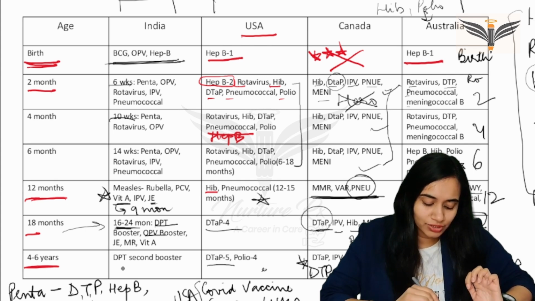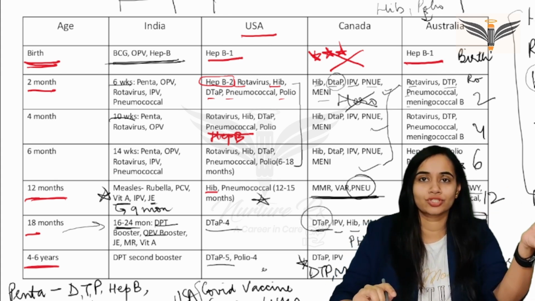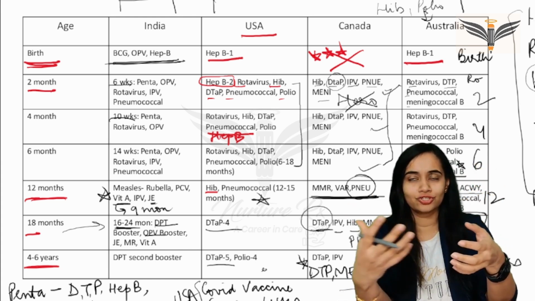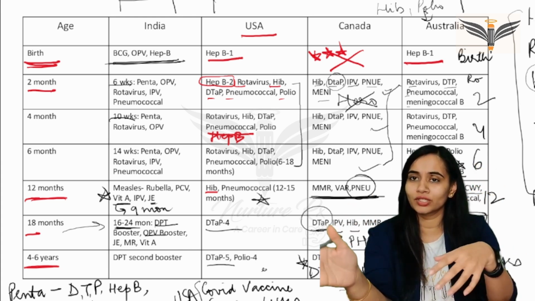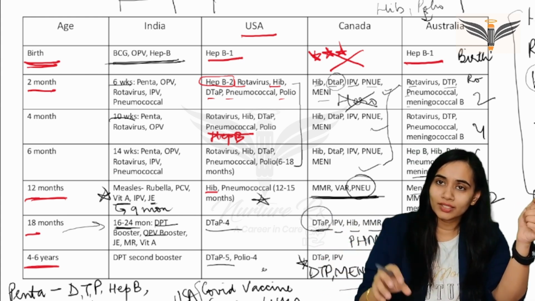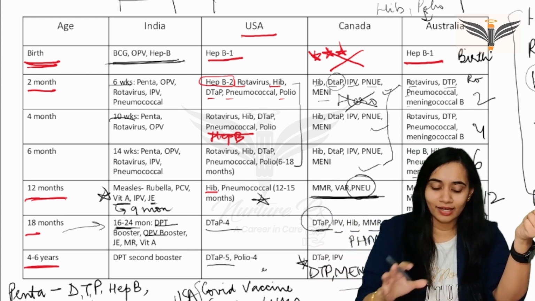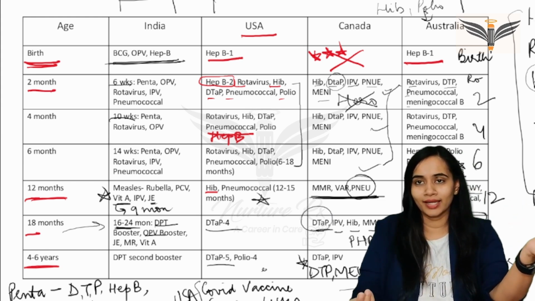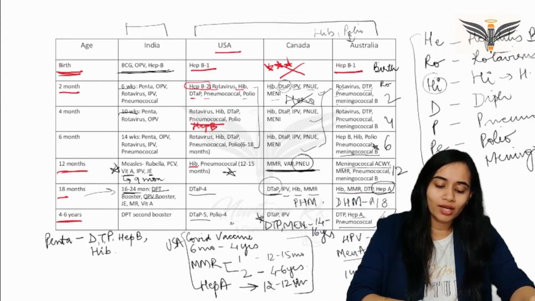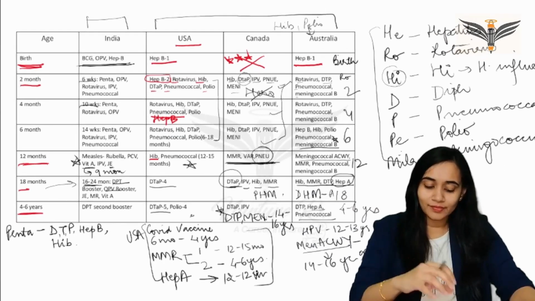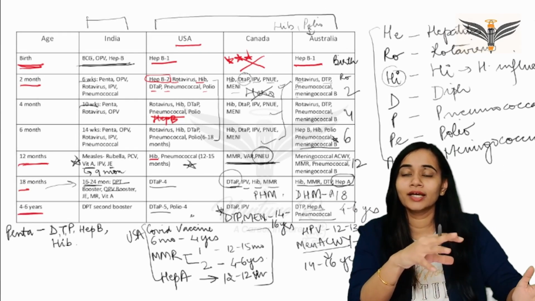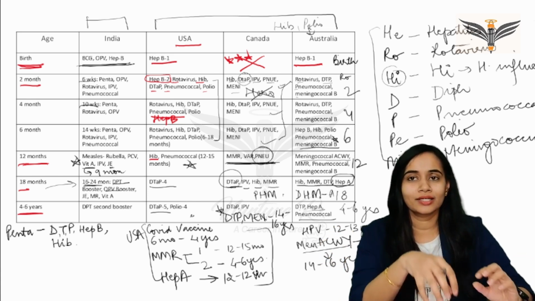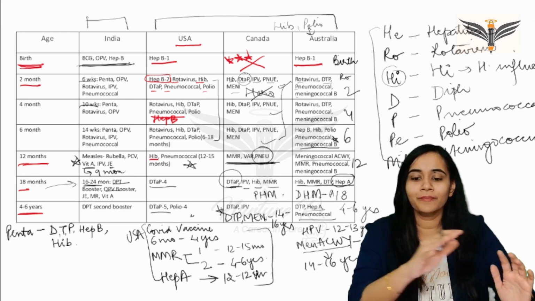Okay, and at 4 to 6 years of age, DPT second booster is given, right? So for India, again the immunization schedule is roughly similar to what the other countries are having. The slight differences I have told you. Again, the route of administration for all of them remains the same for any country, right? So this is all about the immunization schedule. This is the table that if you remember, then any questions asked from immunization, you can crack from this table itself. Okay, thank you.